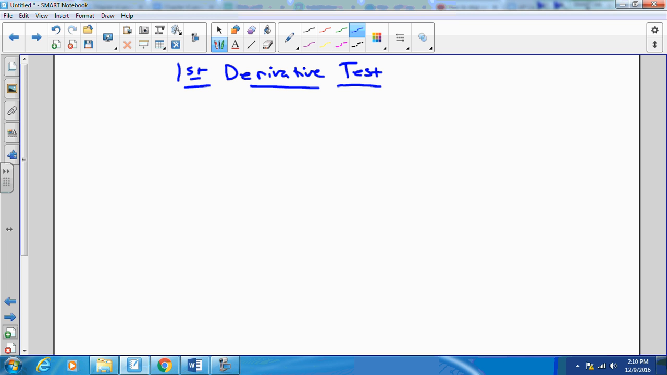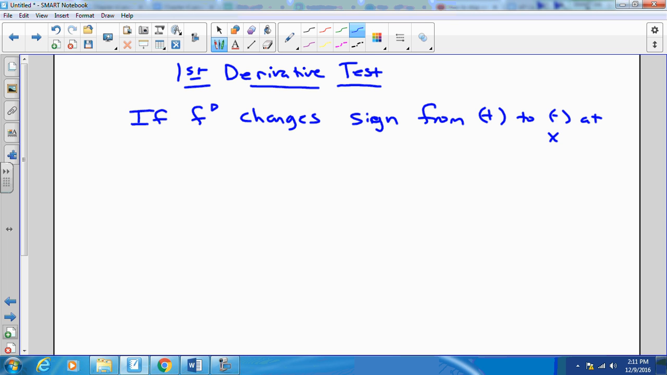The purpose of the first derivative test is to take those candidates and identify them positively as either a local max, or a local min, or neither. And it goes like this. If f prime changes sign from plus to minus at x equals c, then f of c is a local max.